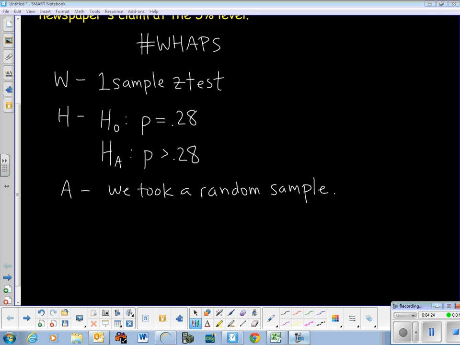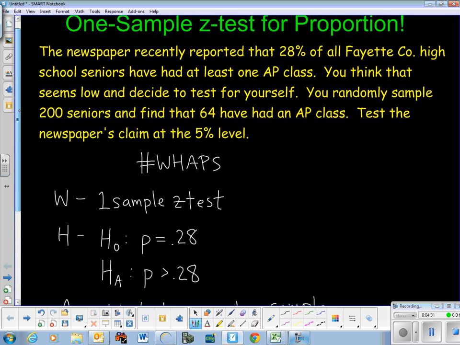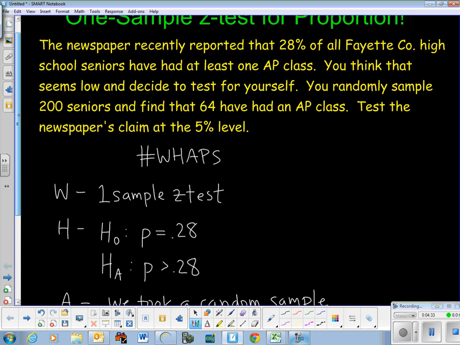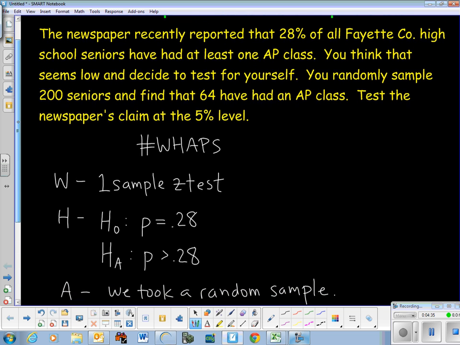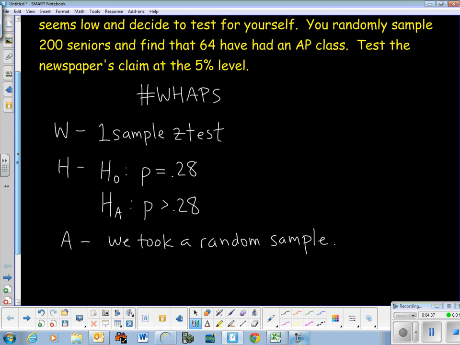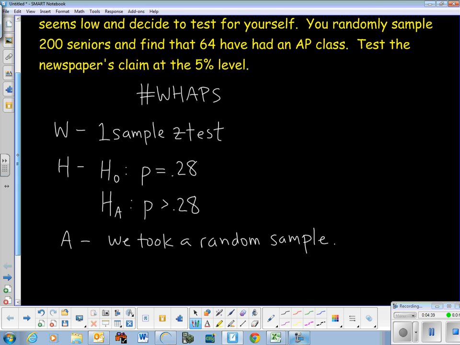Normal. In proportion land, np and nq need to be greater than 10. So we need successes and failures. So our successes were 64, which means 136.